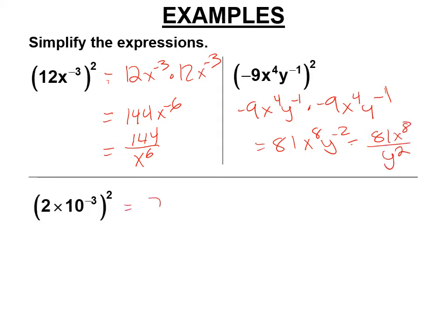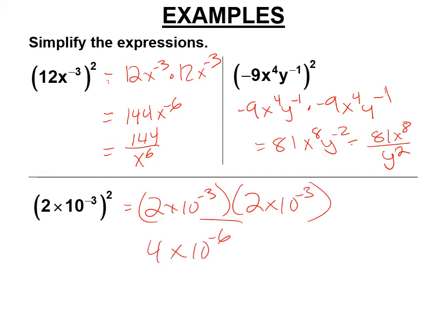All right, this works with scientific notation. This is 2 times 10 to the negative 3rd times 2 times 10 to the negative 3rd, which is 4 times 10 to the negative 6th. And you're allowed to leave that negative exponent because this is scientific notation, right? And that's not x, that's the multiplication symbol.